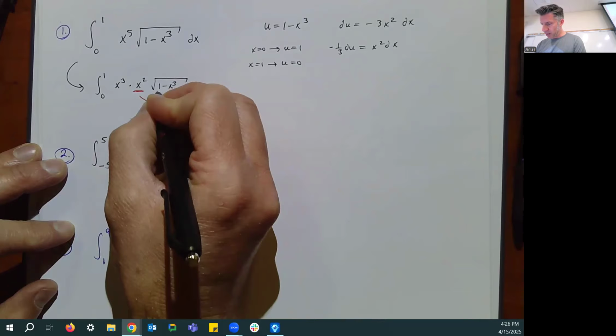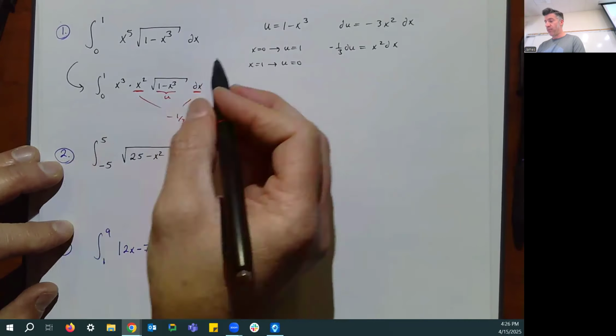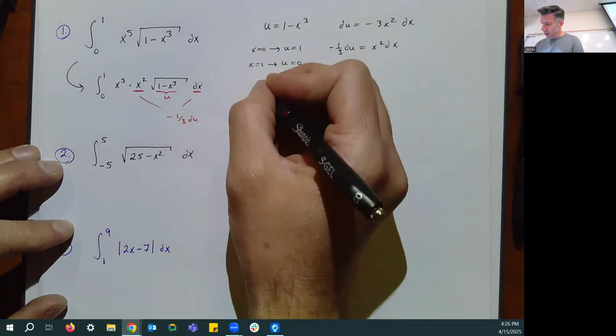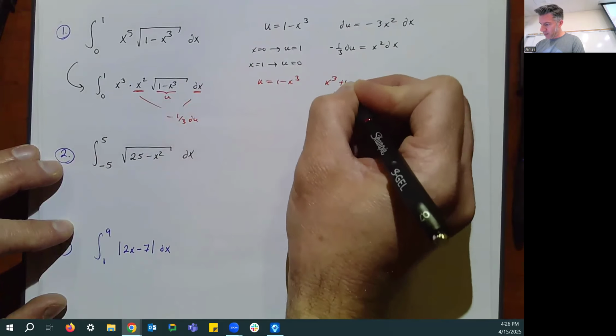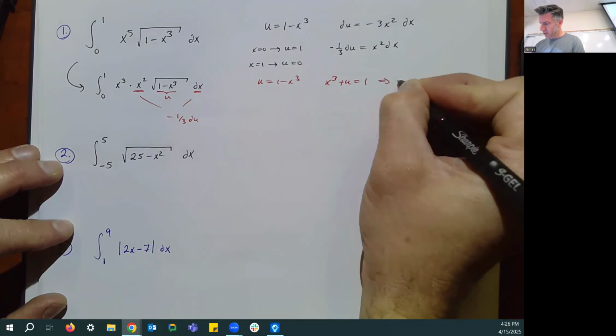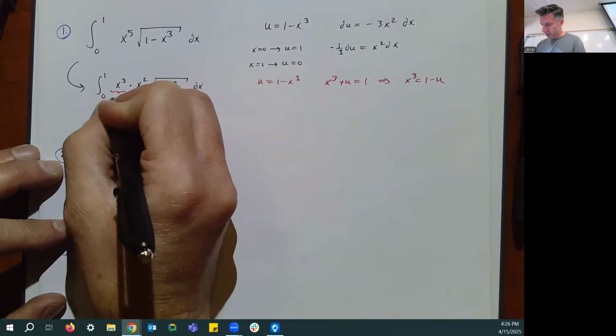My 1 minus x cubed is my u. And then my x cubed, well, back sub, I have to take my u equal to 1 minus x cubed, add x cubed to the left, subtract u from the right. So x cubed is equal to 1 minus u. So that's what's going to be right there.